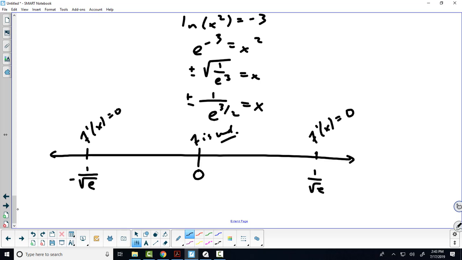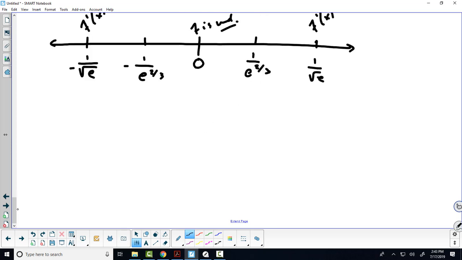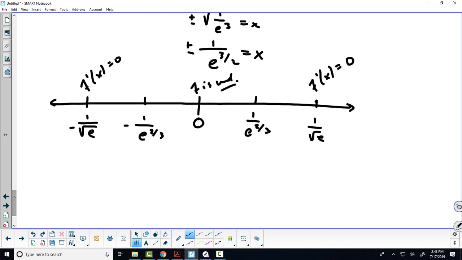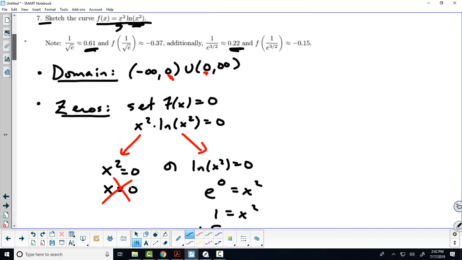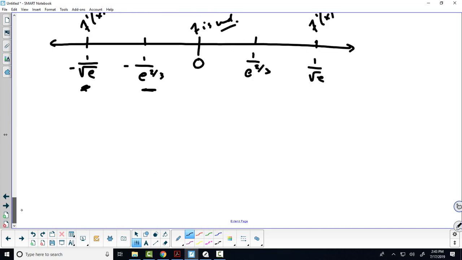Then we also should put up where f prime has critical numbers, the potential locations for our inflection points, and those happen at minus 1 over e to the 2/3, and at 1 over e to the 2/3. So we've got our number line, and this is kind of a messy one. That's why it was helpful to have decimal approximations. Remember, this is about -0.6. This is about -0.22. This was about 0.22, and this was about 0.6 or thereabouts.